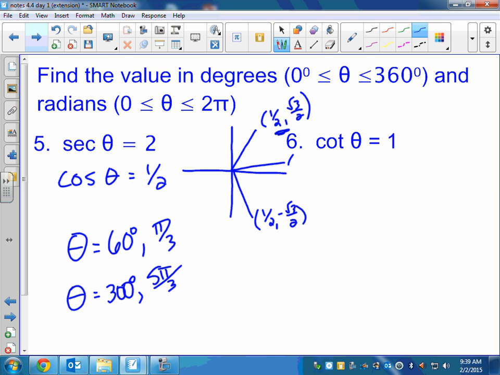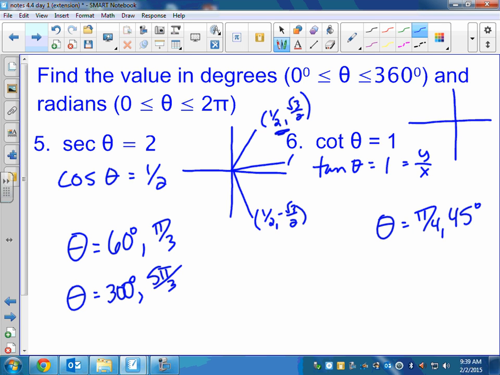Same idea for the second one. If we want to change that to tangent, we can, but either way, it's still 1, right? My favorite one. Tangent equals 1. Tangent is y over x. So do you agree that means where on my unit circle do x and y have the same coordinates? Pi fourths right here, square root 2 over 2, square root 2 over 2.